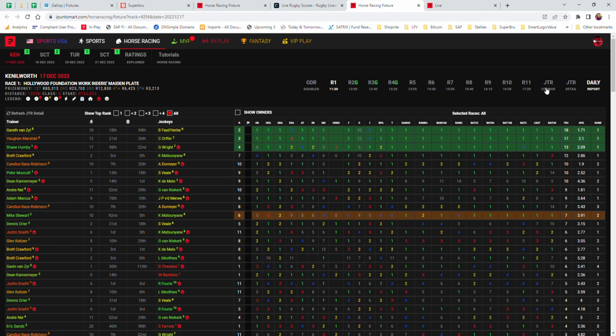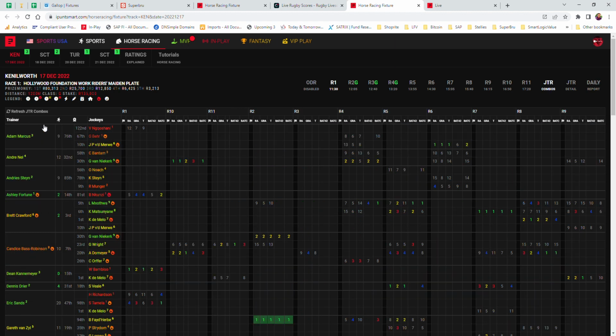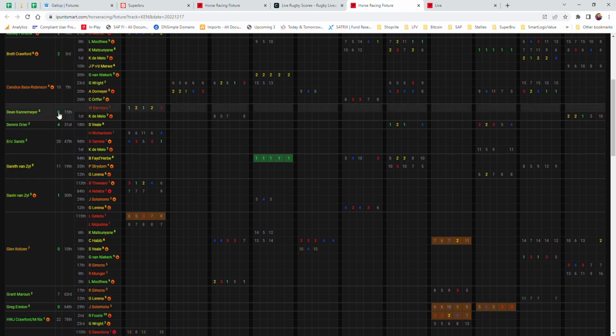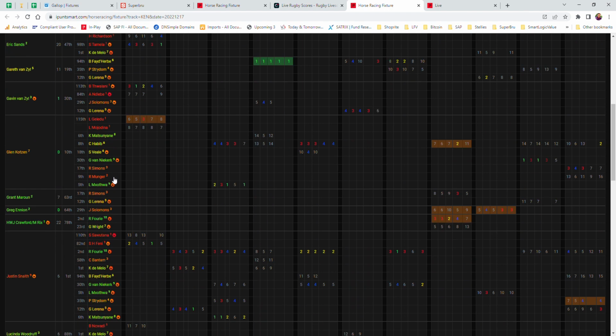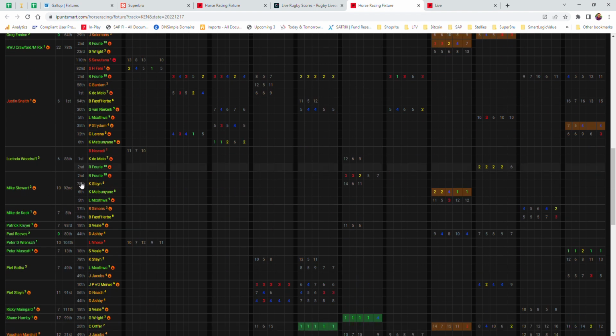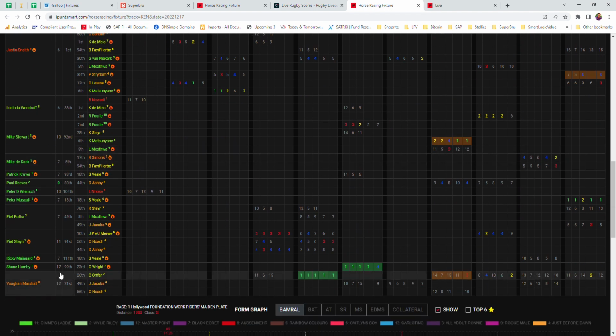On the JTR combo side, I always love looking at this little green. Yeah, how many runs since his last winner? Like Ashley Fortune, 2 runs since his last winner. Dean Canemayer, 0. So I like that. Gavin van Zyl, 1. Ken Cotson, 0. Greg Enion, 0. But when it gets into bad territory, then they start getting desperate for a win again.